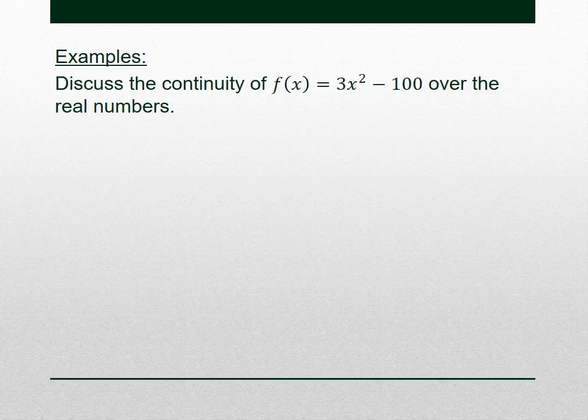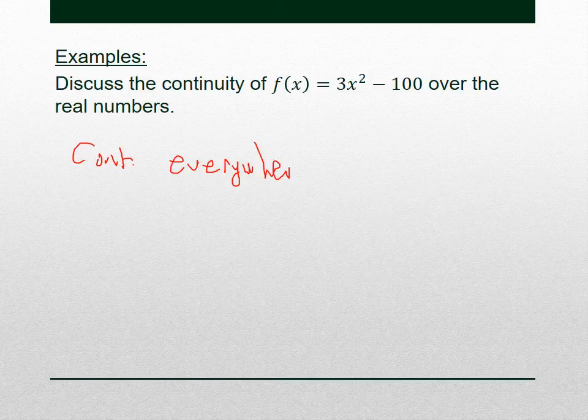So, discuss the continuity of f of x is 3x squared minus 100. Well, that's a polynomial over the real numbers. So, where is this function continuous over the real numbers? It's continuous everywhere because it is a polynomial.